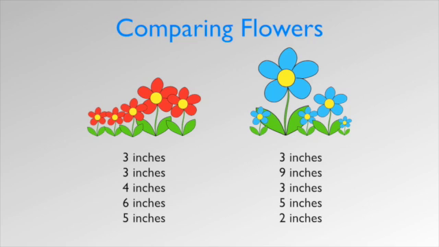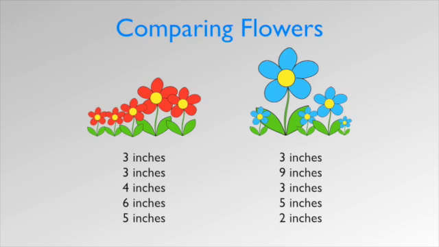So today, what we're going to look at is mean absolute deviation, which is one way that we can compare two groups of data. So here we've got a couple sets of data. We're going to pretend that we have two different colors of flowers in our garden, the red flowers and the blue flowers, and we are going to compare the heights of those flowers.